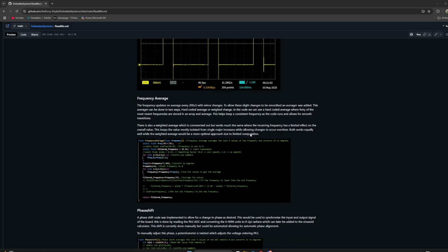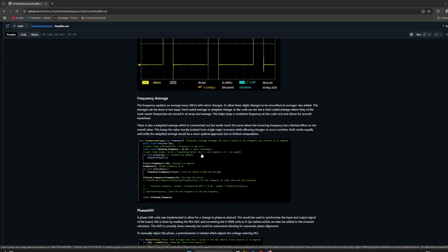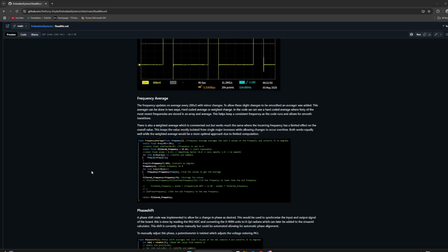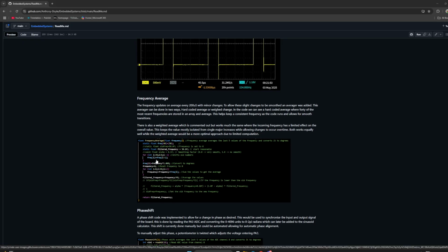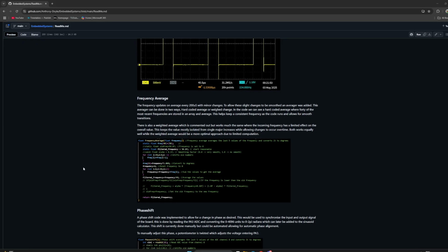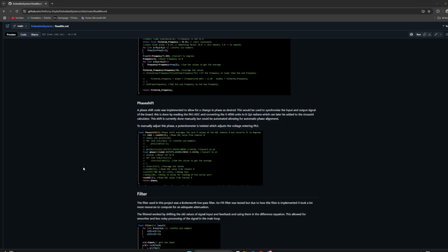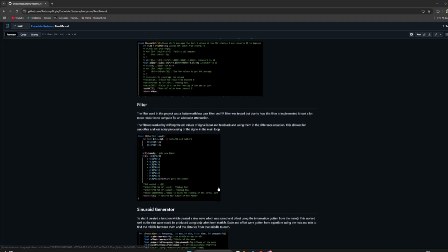It's just a little more detail here on how the averager worked. So there was 2 ways of doing this. There was the weighted average, which is commented out but would work just as well, or brute forced average, which is done by code, taking 40 samples and averaging it over time. There was the phase shift. This was read in using a different ADC channel and converted the units taken from that ADC into a negative pi or a positive pi, and that scaling allowed for around 180 to minus 180 degrees phase shift.